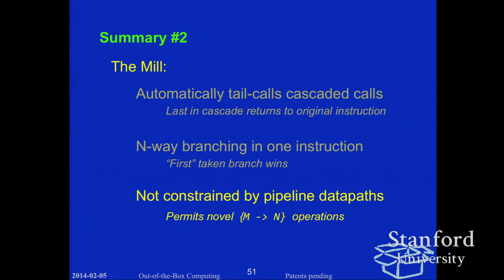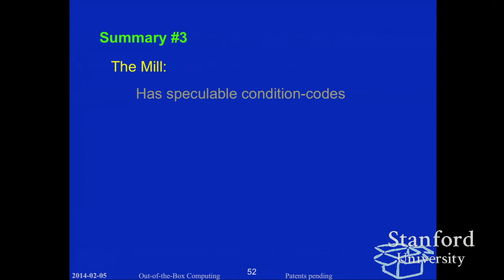Consequently, we can support novel operations which have M inputs and N outputs that other machines simply do not have, including perhaps specialized operations for certain particular market areas. And it has speculable condition codes, so you get the performance gain on it without global state.